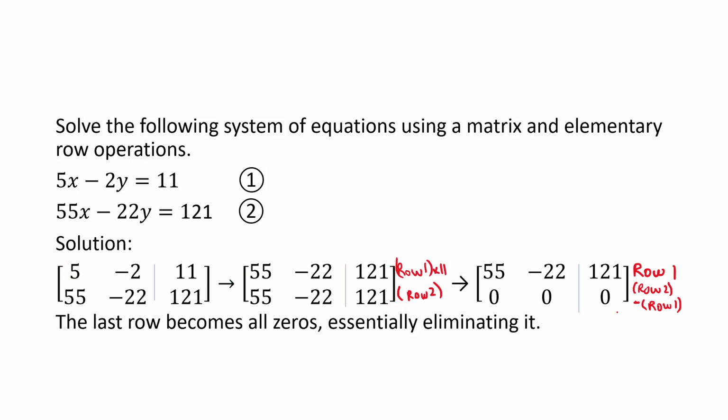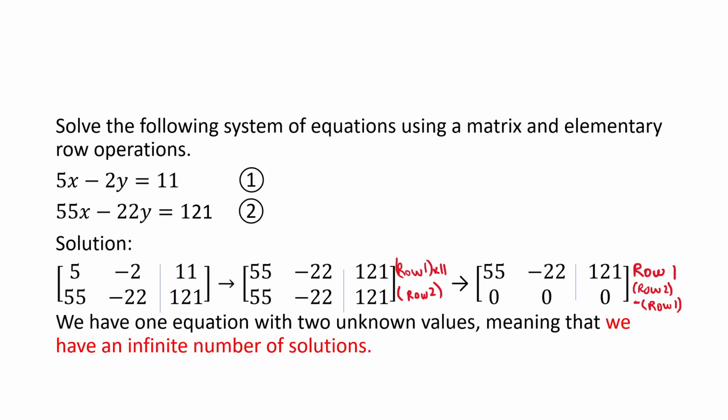Now, my final row becomes all zeros. 0x plus 0y equals 0. We've essentially eliminated that whole row. That adds nothing to our understanding. So in essence, what we really have is one equation with two unknown values. We really only have that first row remaining. 55x minus 22y equals 121. That means we have an infinite number of solutions.